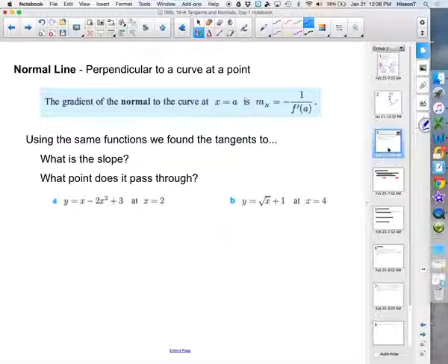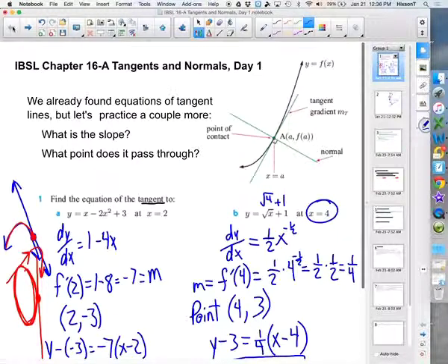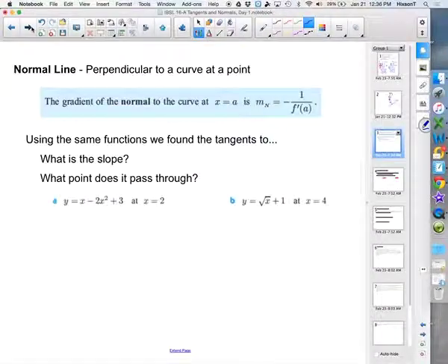Now, here's the nice thing. We already did most of the work for this problem in our previous one, okay? In the first one, we found that the slope of the tangent was -7, and the point of tangency was (2, -3). So we had (2, -3), and the slope of the tangent line, I'll put m sub t, equaled -7.